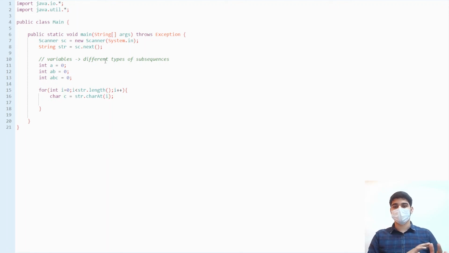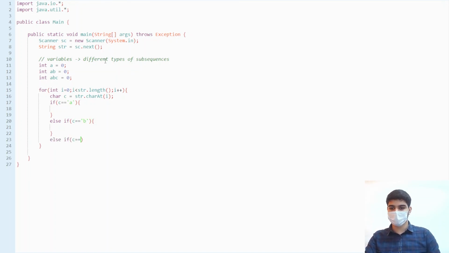So let's see over here, which is my character. Now I have three cases. If my c is a, then I have to make changes in variable a. If my character c is b, then I have to make changes in ab. So what I would do is, first of all, have over here: if my c is equal to a, then I have to do something. If my c is equal to b, then I have to do something. Else if my c is equal to c, then I have to do something.